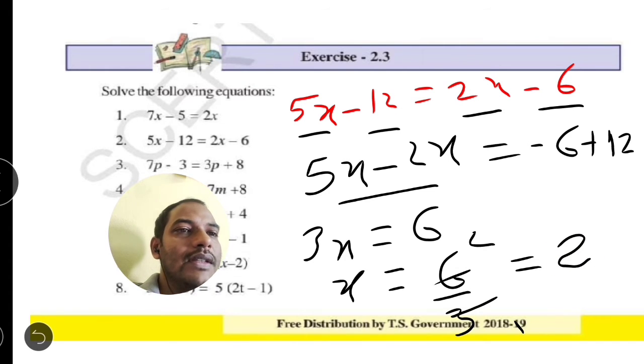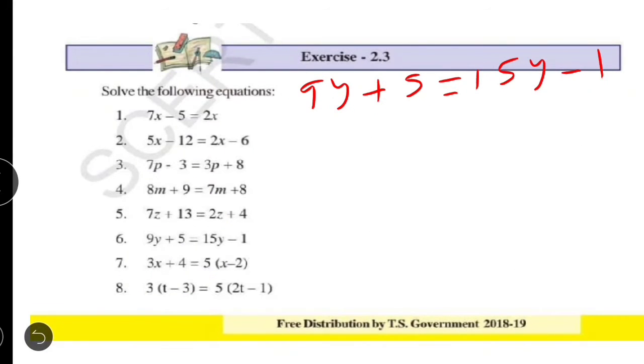So you can verify this answer. How to verify? Just substitute this x equals 2 in the LHS and simplify, then in the RHS and simplify. You have to get the same answer in both cases, LHS and RHS, then your answer will be correct.